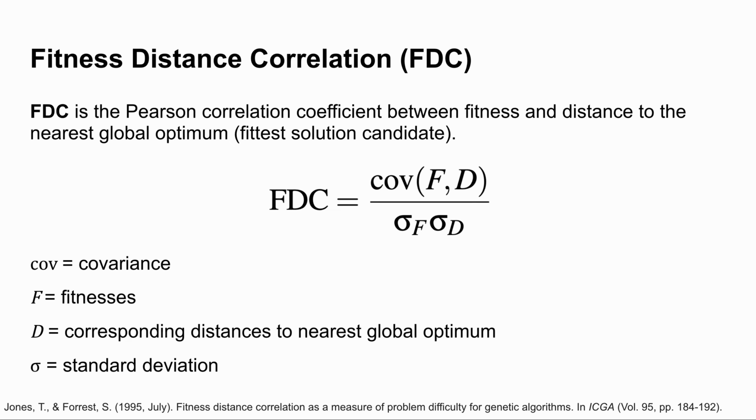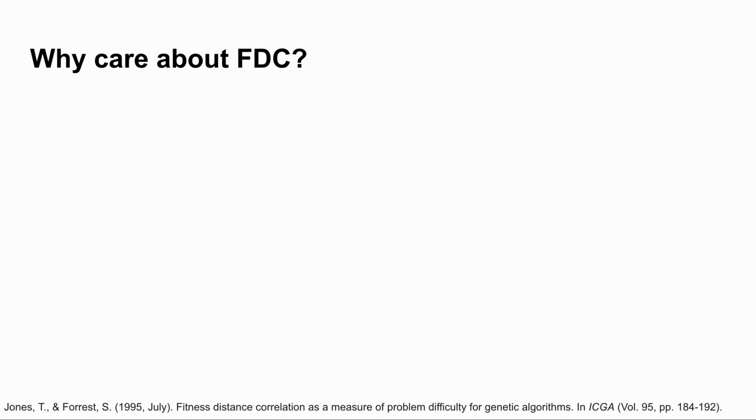If you're looking into this stuff on your own, reading papers about fitness landscape analysis, you might run into equations for FDC that look a little different. This is just because the formula for Pearson's correlation coefficient can be written in a lot of different ways. Unfortunately, many authors don't state that FDC is just a specific application of a pre-existing statistical coefficient, which can be very confusing. But if you're ever confused, just remember, FDC is Pearson's correlation coefficient between fitness and distance to the nearest global optimum. So why care about FDC?